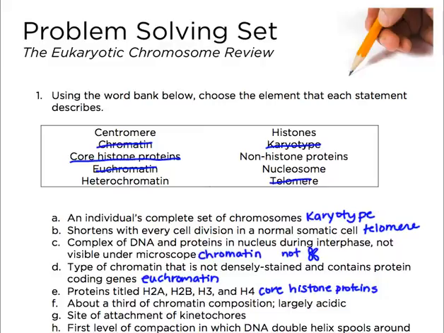Part F. About a third of chromatin composition, and this is largely acidic. So this is just, again, something you need to know from the theory. These are what's known as non-histone proteins. So the non-histone proteins make up about a third of the chromatin, and they're largely acidic.